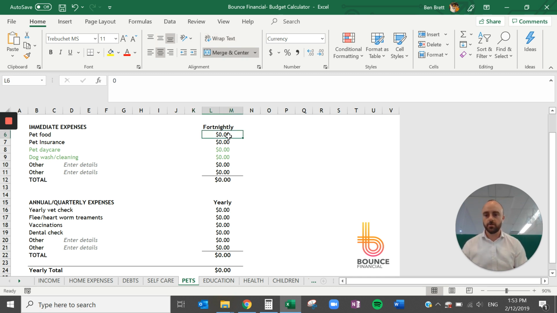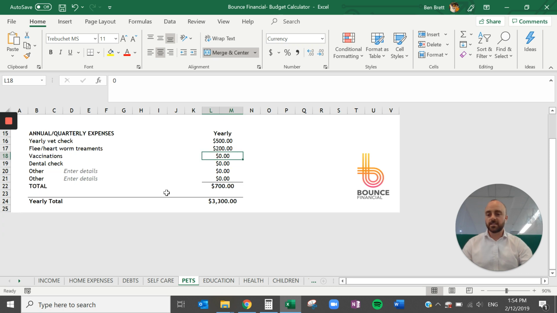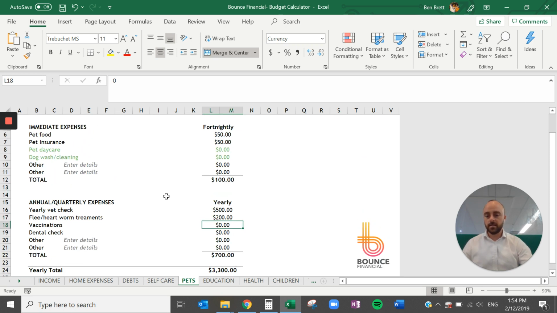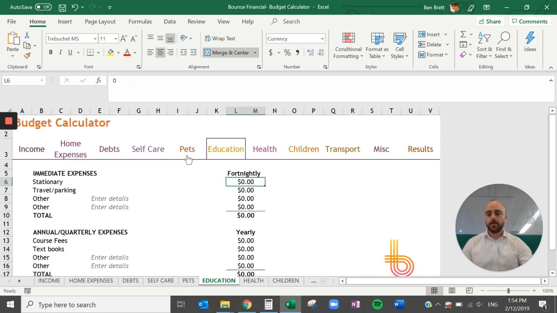So let's assume that we spend $50 a fortnight on food, 50 on pet insurance. Again, you're going to know how much that is for your particular pet. Yearly vet check, that's 500. Heartworm treatments, so I'd say 200. Vaccinations, if you're getting vaccinations for your pet. Dental checks, things like that. So let's leave that where it is. It's about $3,300 for the pet for the year.